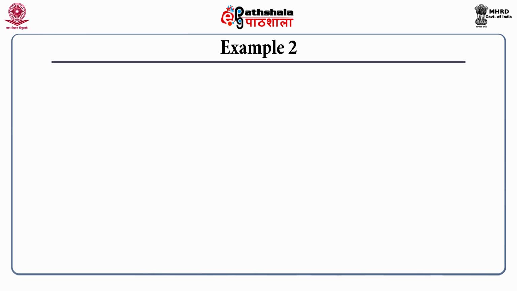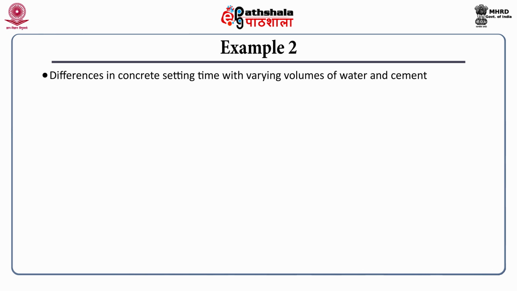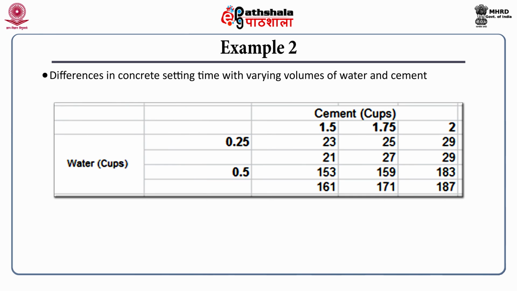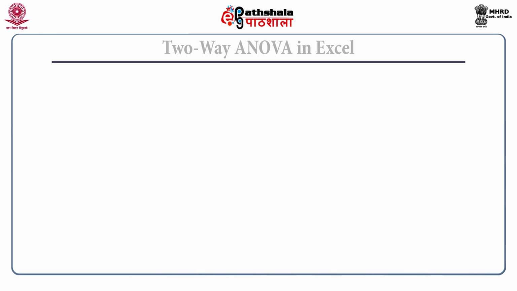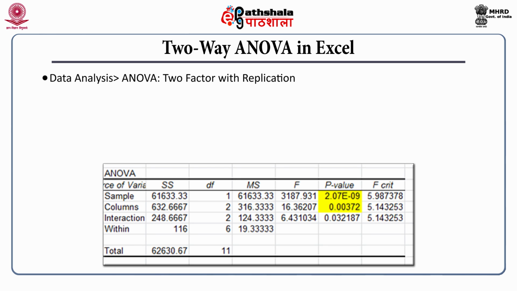Here is the second example, differences in concrete setting time with varying volumes of water and cement. So these rows are water cups while columns are cement cups. As you can see, there are 2 replicate measurements. So there are 2 factors here, the cement and water, of course. So we have to go for two-way ANOVA, while the response variable is only one, the cement setting time. But there are 2 factors, so two-way ANOVA. So you have to click on the data analysis in Excel, ANOVA 2-factor with replication.